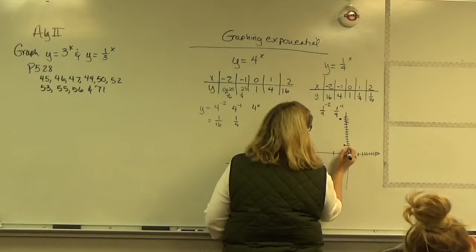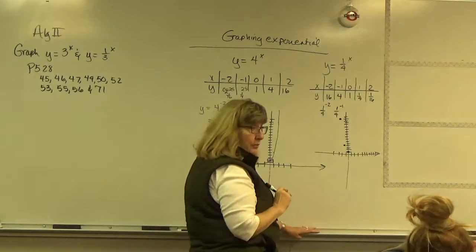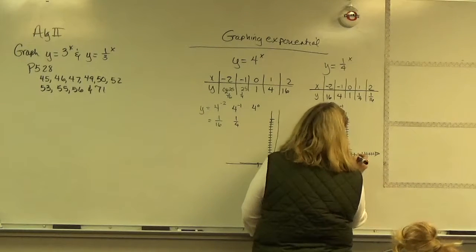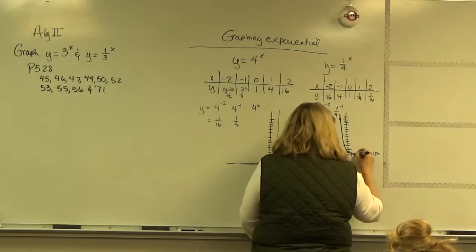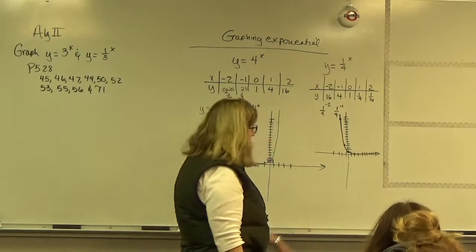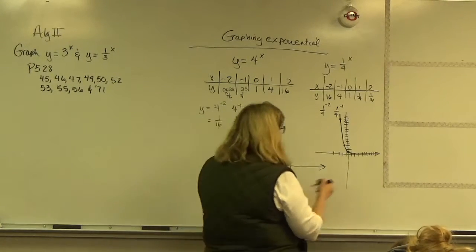Okay, now to graph this, I go to the left 2 and up 16, the left 1 and up 4, to (0, 1), which we knew was always going to be a part of this exponential graph. And then over 1 up 1/4, and over 2 up 1/16. Then you play connect the dots. Again, where did we cross? (0, 1). It's always going to cross at that same point.